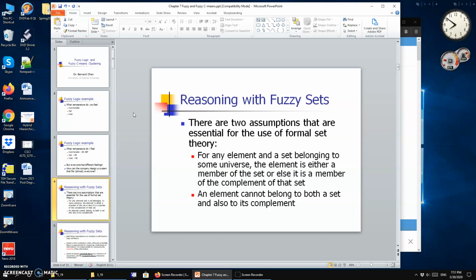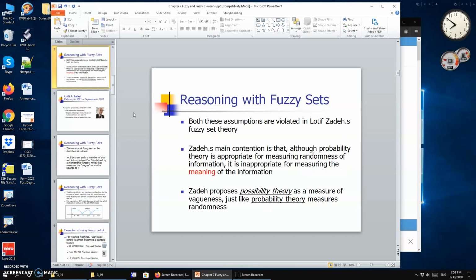What if the next closest cluster is actually pretty similar? Maybe just a little bit less goes to the first cluster and it doesn't belong to the second cluster. So in this case, we want to see something differently. So while we try to reason with fuzzy sets, both these assumptions are violated in Dr. Lotfi Zadeh's fuzzy set theory.